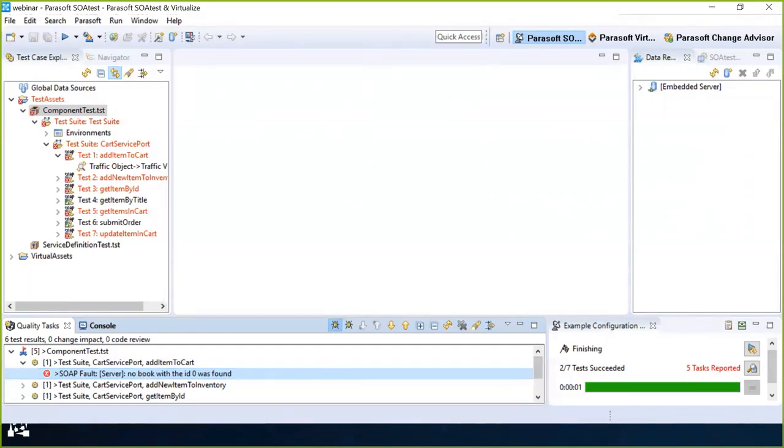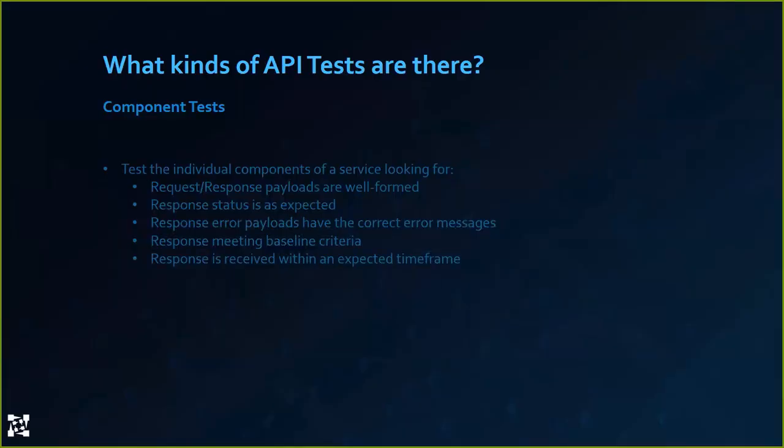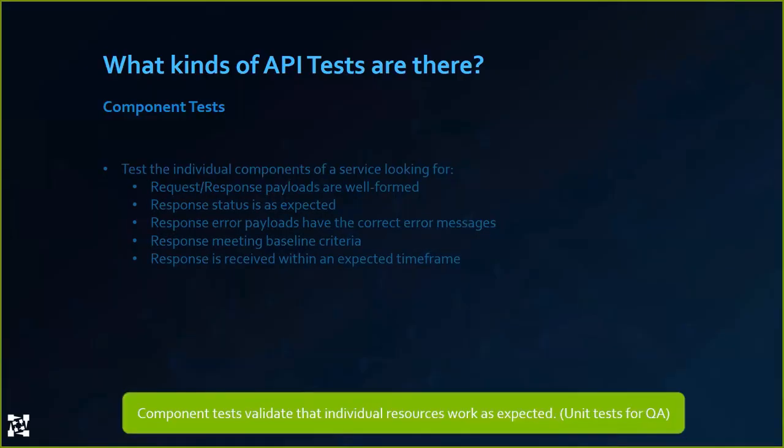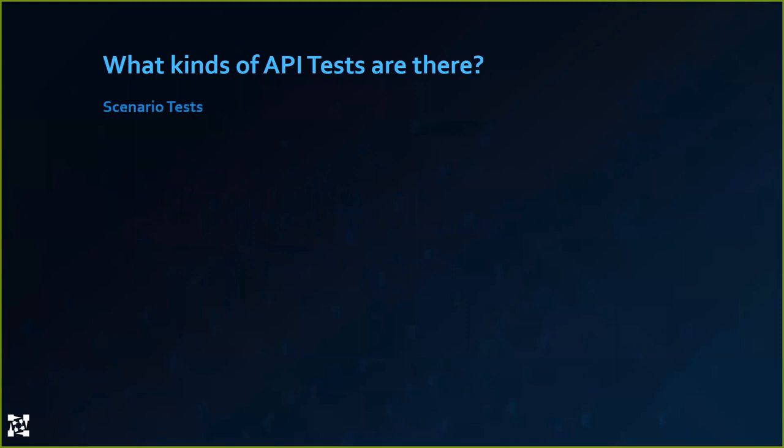So as we can see, what component tests will allow us to do is validate that the individual resources will work as expected. Basically, component tests are unit tests for QA. So now that we have the individual components, we know that each of these work individually. What we want to do is put these together into a group, our scenario tests.